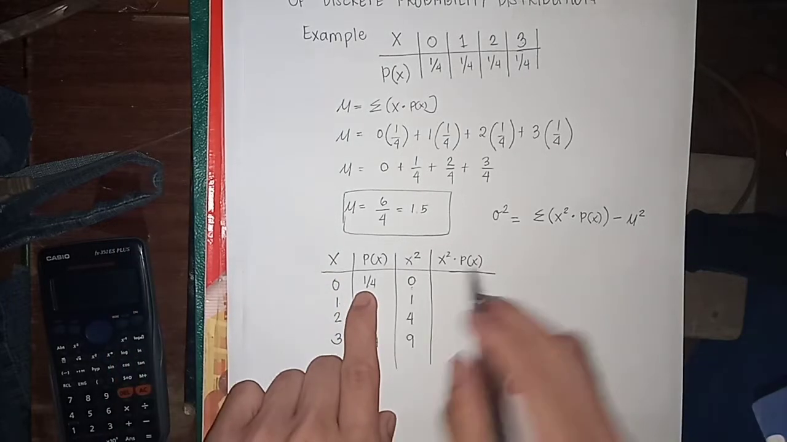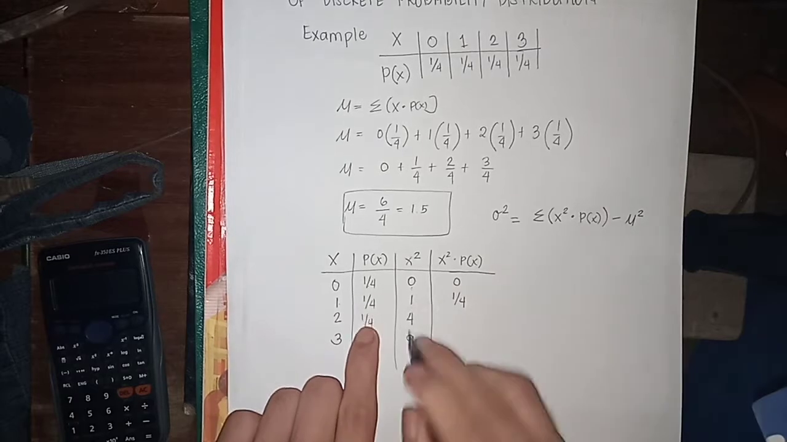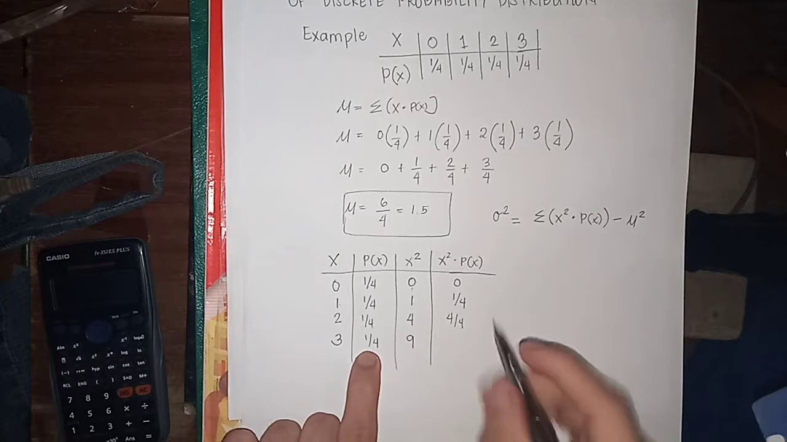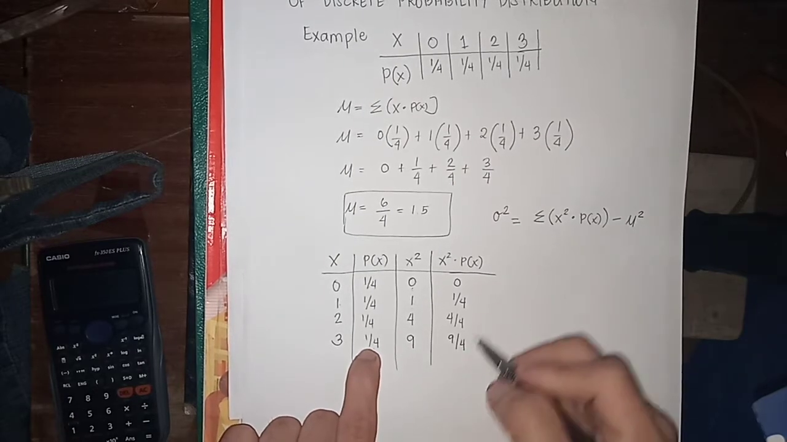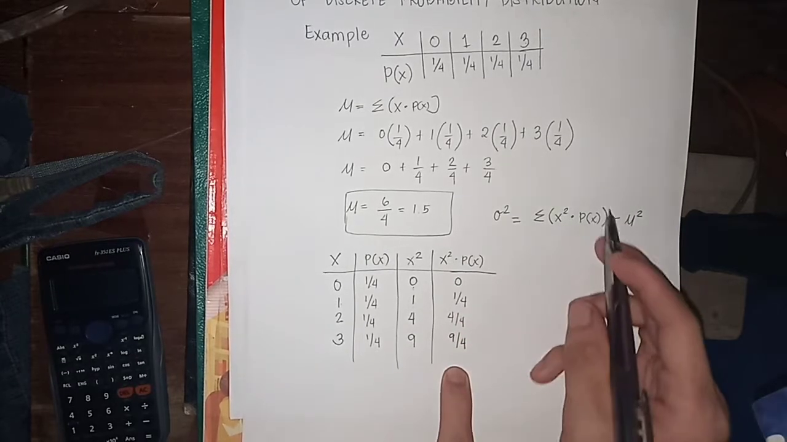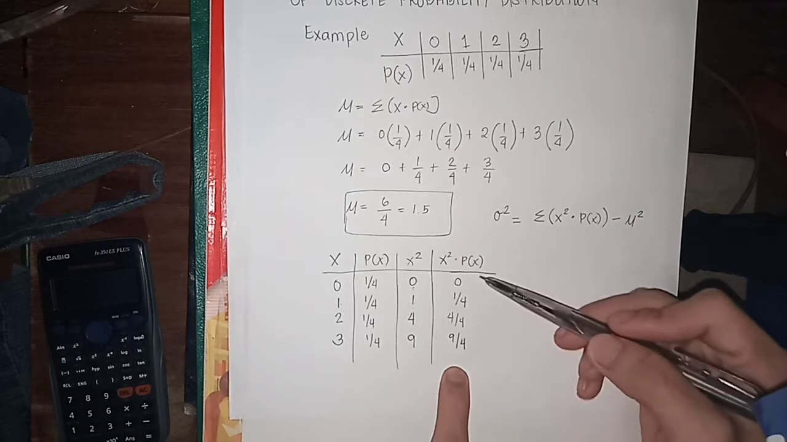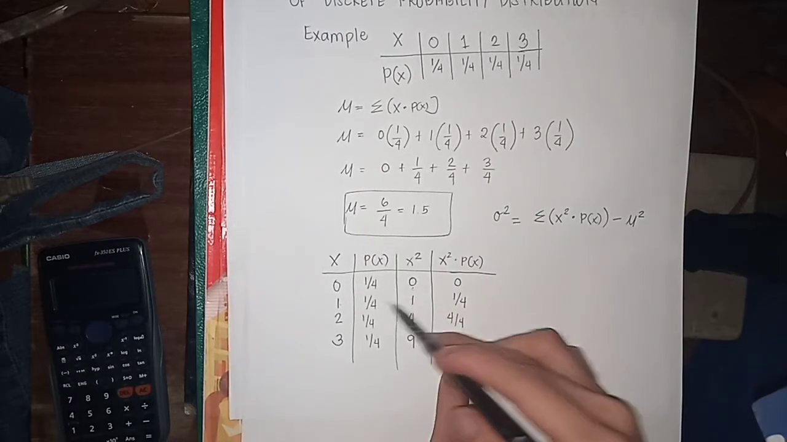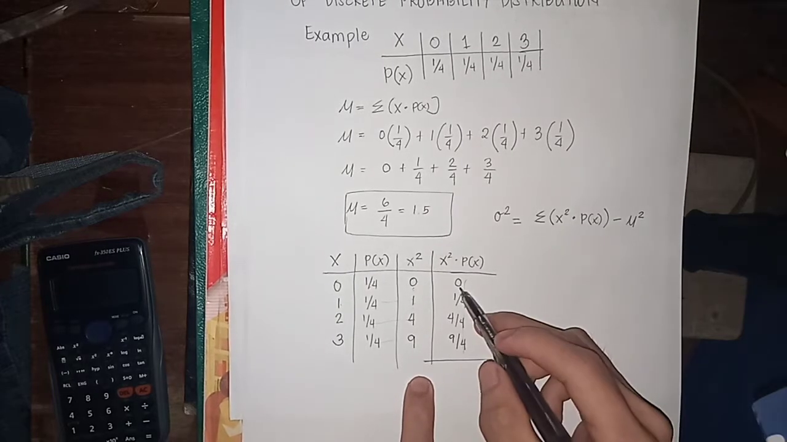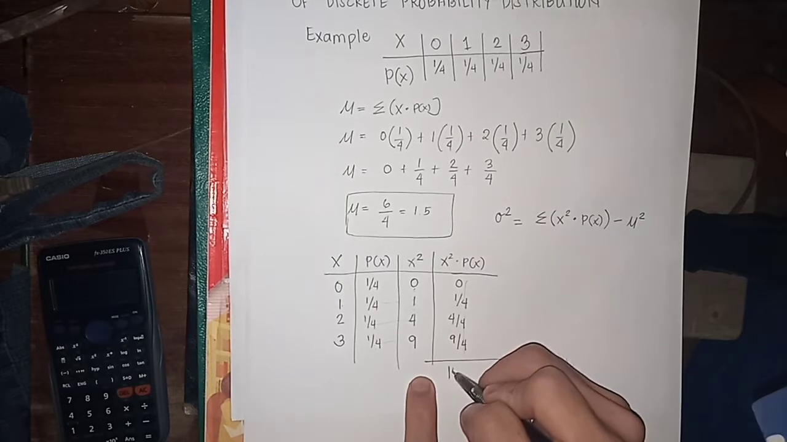Okay? 0 times 1/4, 0. 1 times 1/4, 1/4. 4 times 1/4, that is 4/4. And 9 times 1/4, that is 9/4. Okay? After that, nakuha na natin yung x squared times p of x. We need the sum. The sum of x squared times p of x. So, ibig sabihin, pag nakuha na natin yung product ng bawat isa, i-add na natin to lahat. So, I can get 0 plus 1, that is 1 plus 4, 5 plus 9 is 14.